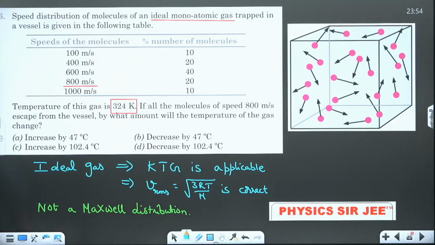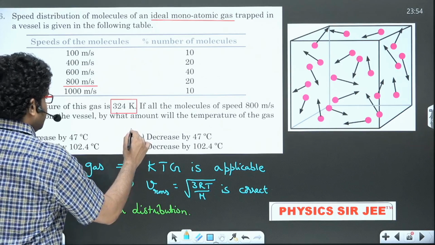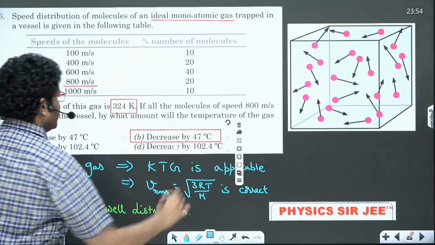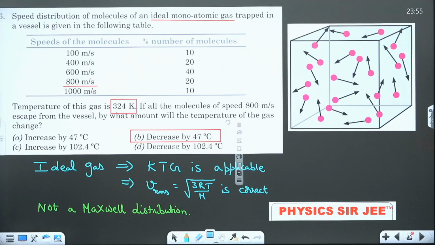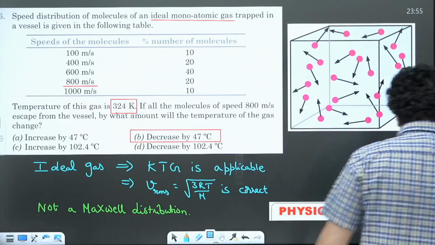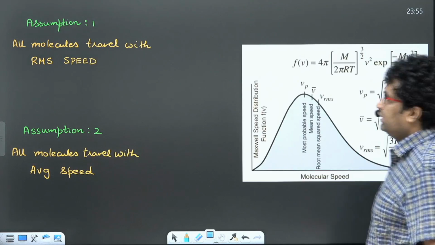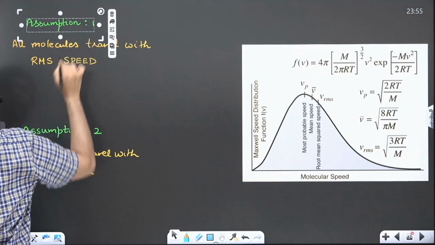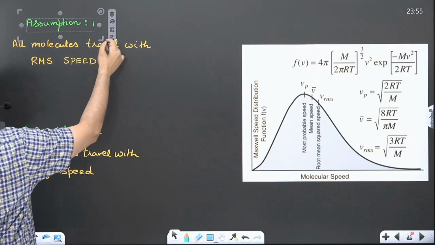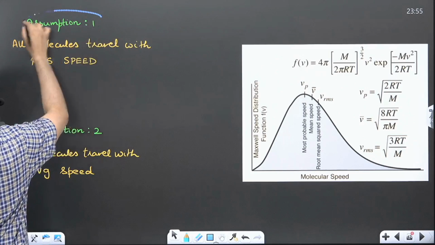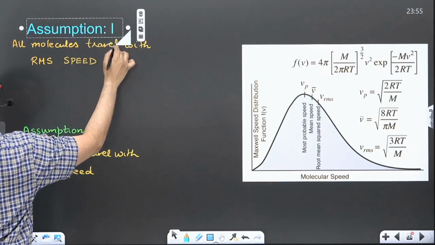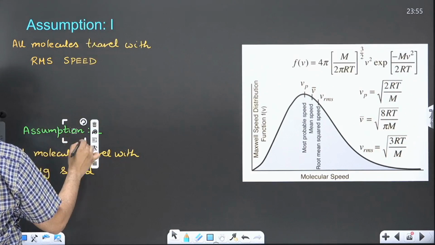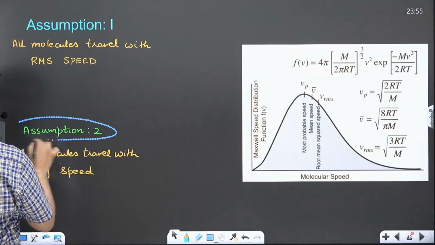Okay, so that's it. So the answer should be decrease by, I think, 47 Kelvin. Decrease by 47 Kelvin or 47 degrees centigrade. Decrease is the same. And which is going to bring us to this part of our assumption. So a lot of students come up with this particular doubt in this question. Let me make this assumption 1. Assumption 2.